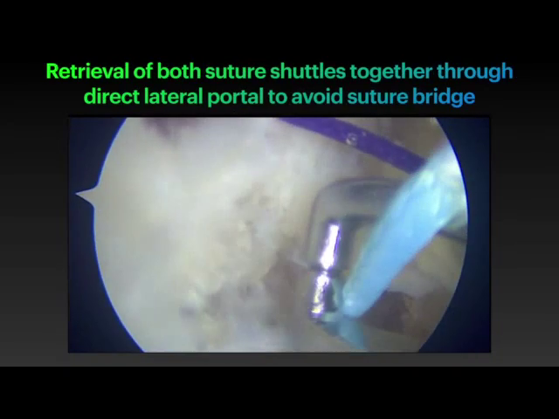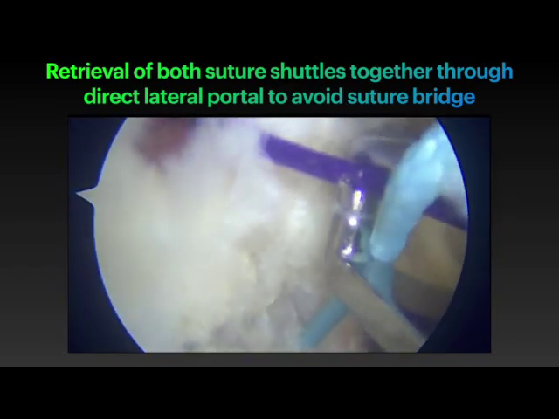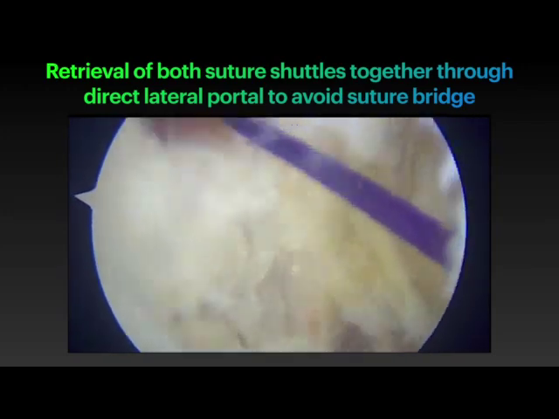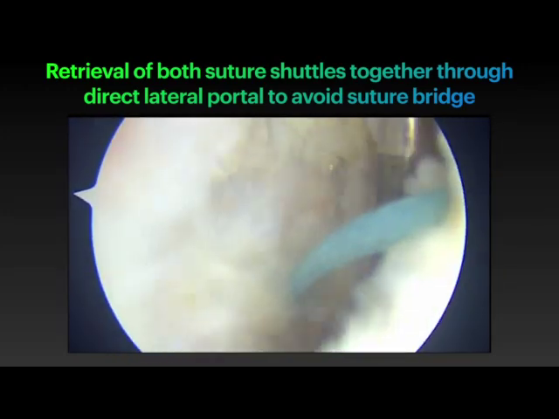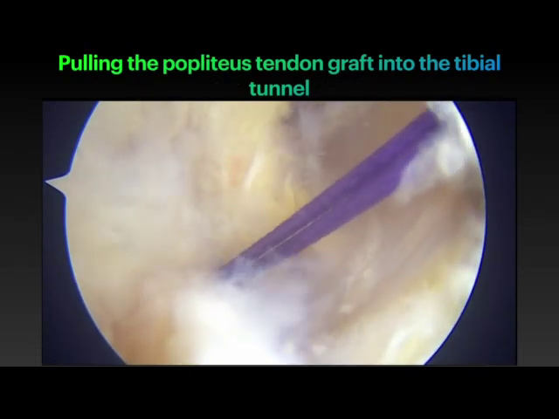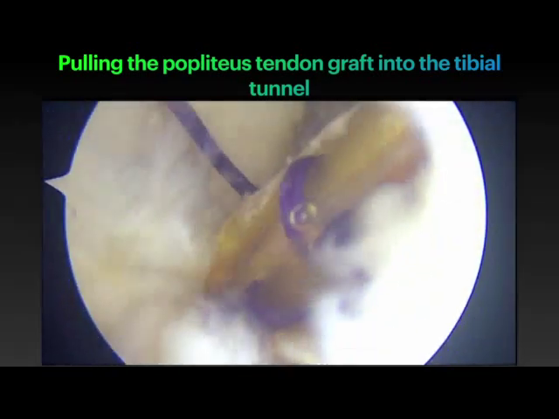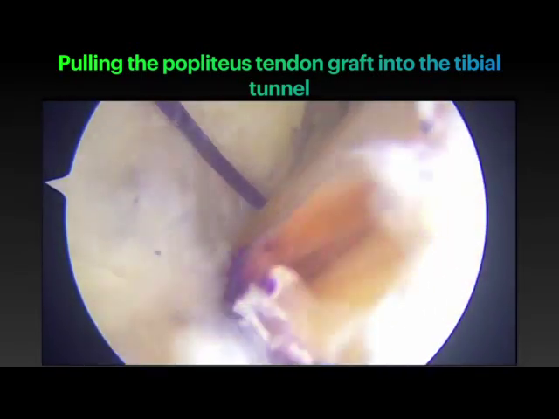This suture retriever is utilized through the direct lateral portal to retrieve both the shuttle sutures from the femoral and tibial tunnel to avoid a suture bridge. The view is with a 30-degree arthroscope in the anterolateral portal of the lateral gutter. The popliteus tendon graft is pulled through the direct lateral portal into the tibial tunnel.